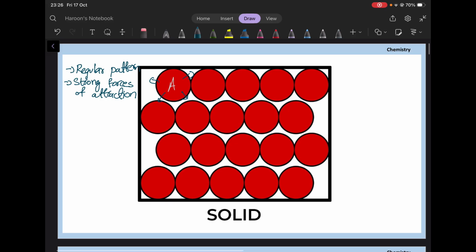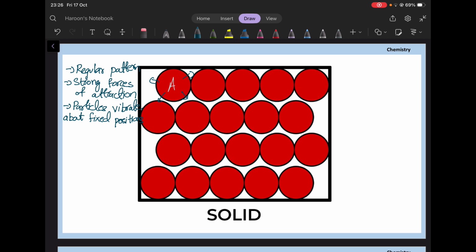So we can say particles in a solid, of course, movement would not be the correct word. The proper terminology should be particles only vibrate. They don't move around, they only vibrate. Particles vibrate about their fixed positions.